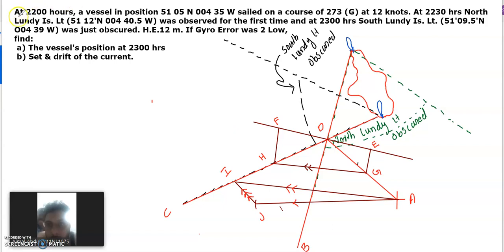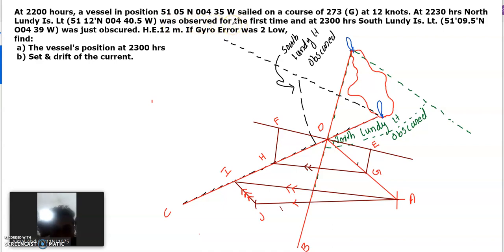Okay, this is our question. At 2200 hours, a vessel in position 51 degrees 05 minutes north and 004 degrees 35 minutes west sails on a course of 273 degrees gyro at 12 knots. At 2230 hours, the North Lundy Island light, position is given, was observed for the first time.